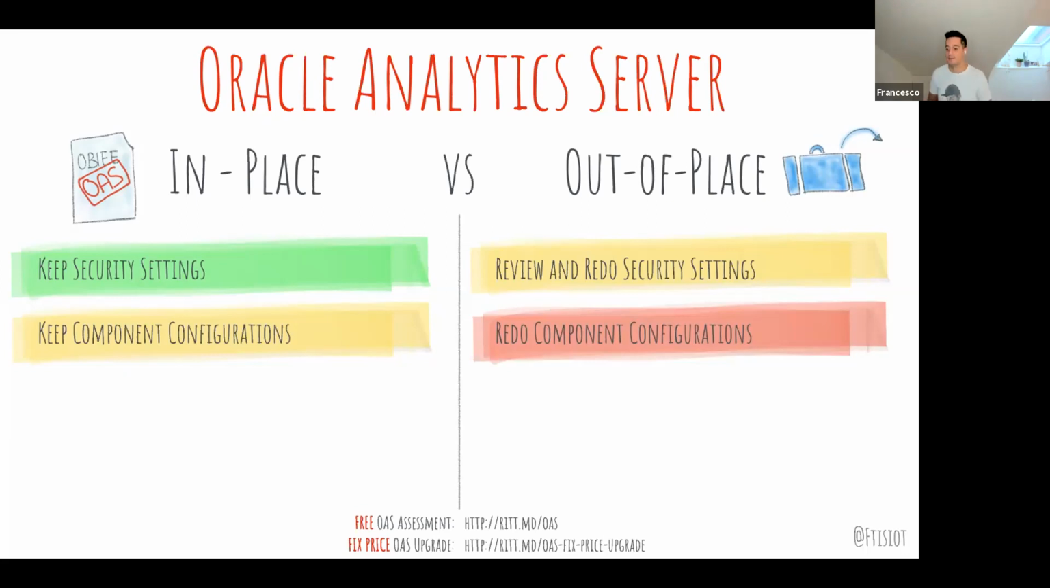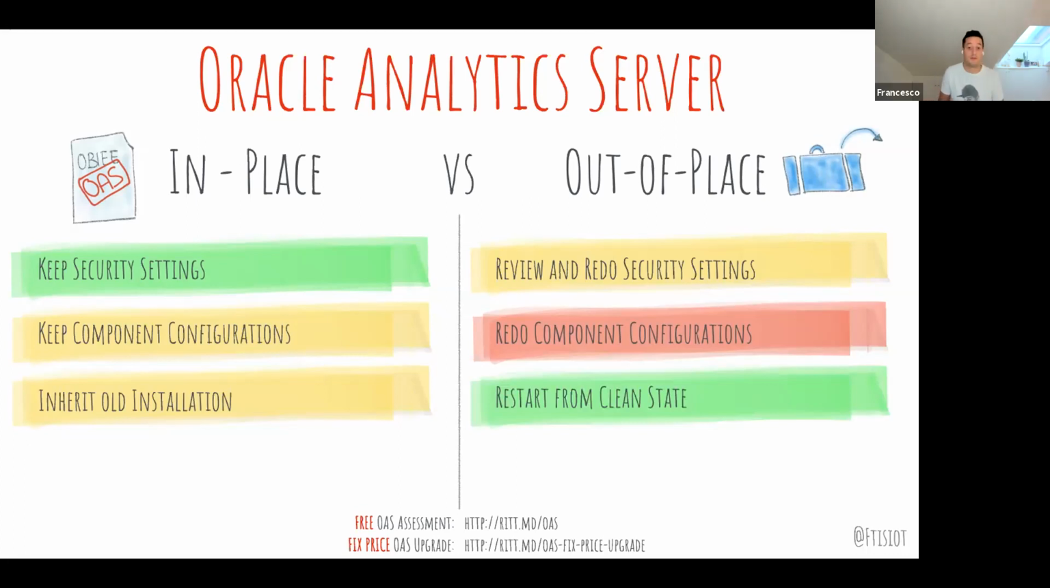In place, you inherit the old installation, which could be good, because if your old installation was done properly, then you are overwriting something that was done properly. If on the other side, your installation wasn't done properly, if, for example, the domain home was within the Oracle home, then you create weird dependencies. So even inheriting the old installation is not always good. On the other side, the out of place, you restart from scratch, from a clean state. So you can define the best practice also for the new installation.